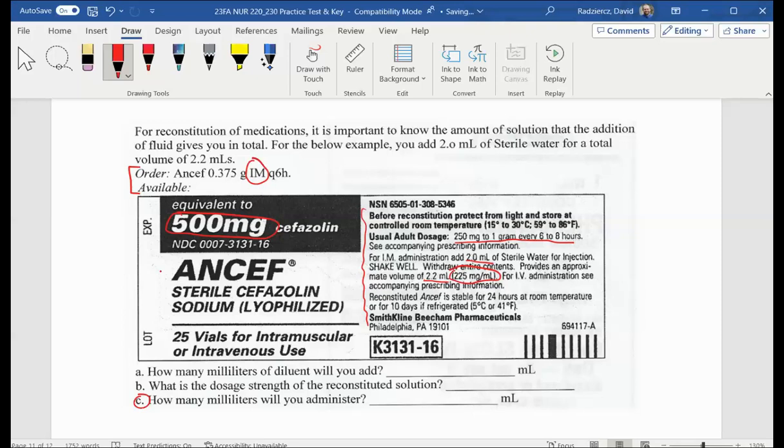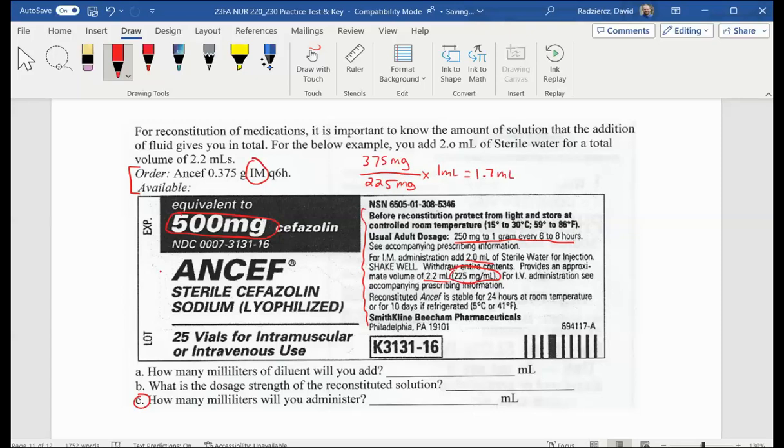So how do we solve the problem? We take the order, which was 375. I just converted 0.375 grams to 375 milligrams, over my available 225 milligrams, times my quantity, 1 milliliter. I do the calculation, 375 divided by 225 gives me 1.666666666. So we're going to round our answer to 1.7 milliliters.